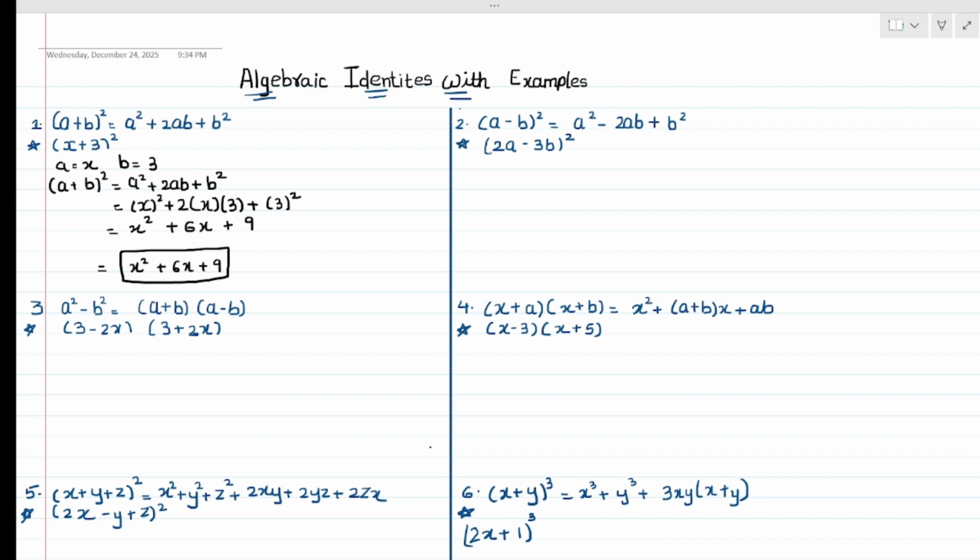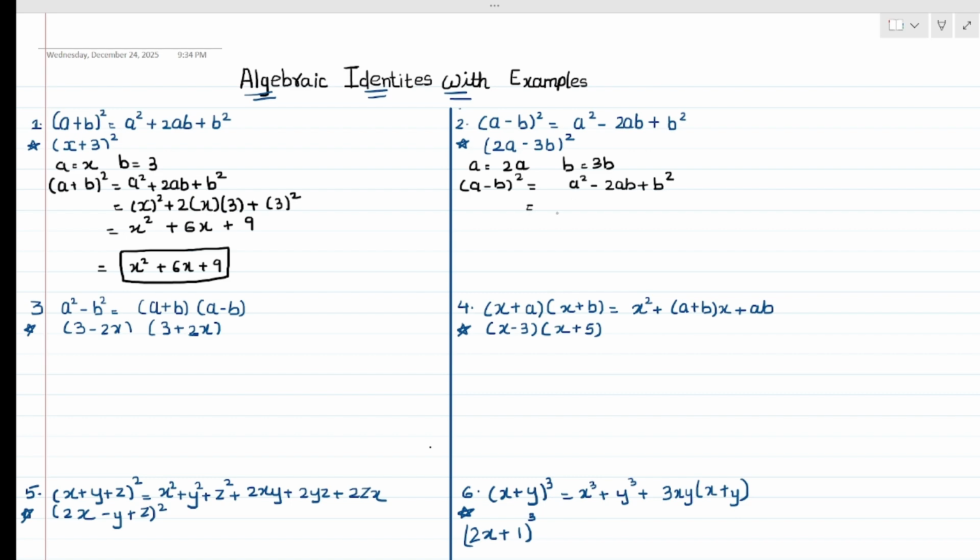So for this, let's have an example which says (2a minus 3b) the whole square. So as you can see in this example, our a will be considered as 2a and our b will be considered as 3b. So whenever I will see a, I will substitute 2a, and wherever I will see b, I will substitute 3b. Write your identity: (a minus b) the whole square says a square minus 2ab plus b square.